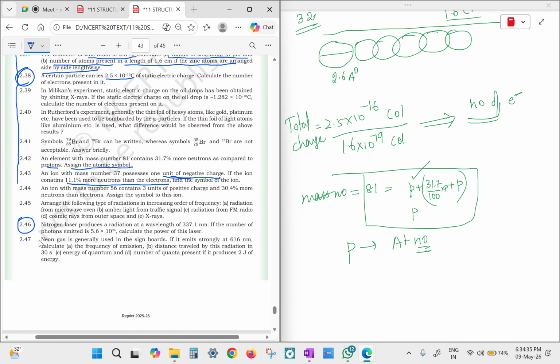We have to find the total energy: the number of photons times the energy of one photon. You are given the number of photons and you are given the lambda, so the energy of one photon is hc by lambda. The energy of one photon into the number of photons per second: will it not become the power? Yes, ma'am. Okay.